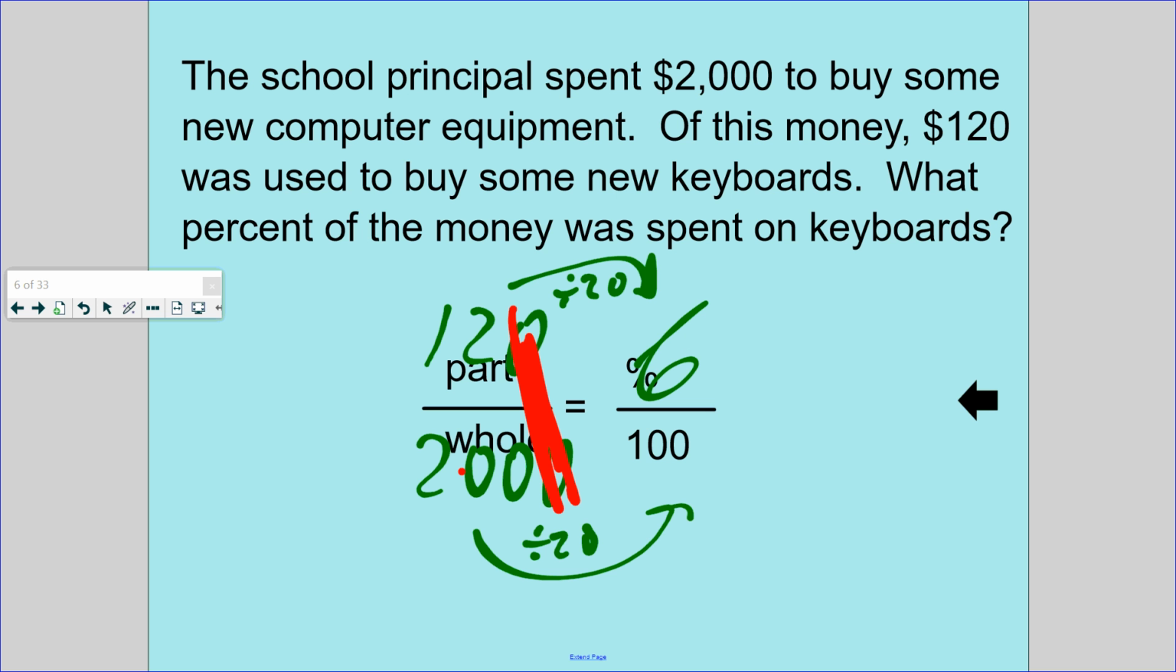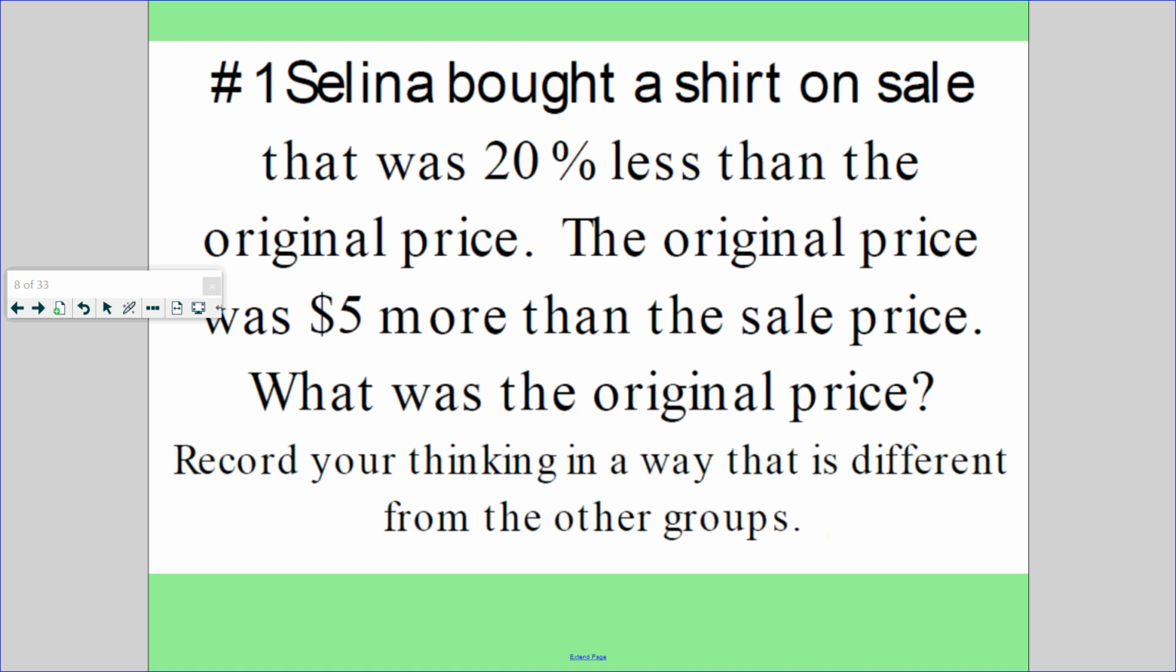So what you're going to do for the rest of the class is work on 5 different problems using flexible thinking, using percent proportion or percent bar. Good luck.